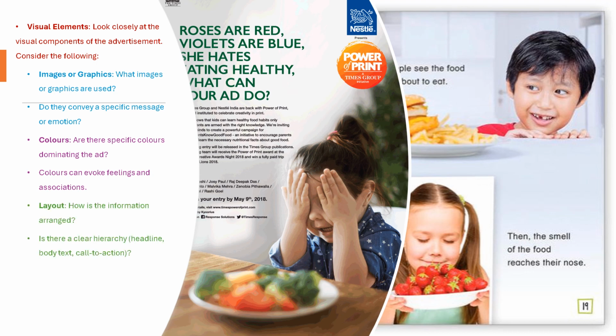Then you are going to look at the layout. Is this layout, the way the information is arranged, appealing to me? Is it clear? Are there headings? Does it follow a certain hierarchy? Is it asking you to take certain action in the advert? For example, it says here your entry May 9th. Is it asking you to take part in a competition, for example?